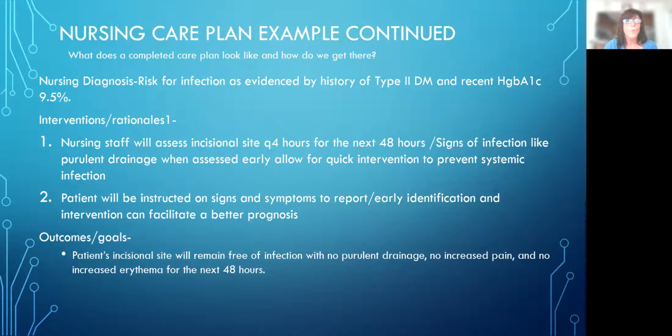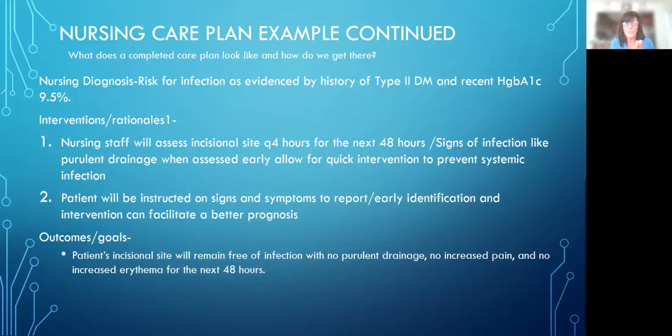Next, what do we do? Where do we go from here? We look it up. You can't make this stuff up. You look it up. Nurse labs, there are plenty of places, your textbooks, to look up interventions and rationales. So for the nursing diagnosis of risk for infection, I'm going to say the nursing staff will assess incisional site Q4 hours for the next 48 hours. And the rationale for that is signs of infection like purulent drainage, when assessed early, allow for quick intervention to prevent systemic infection. I'm going to be dropping the mic all day.